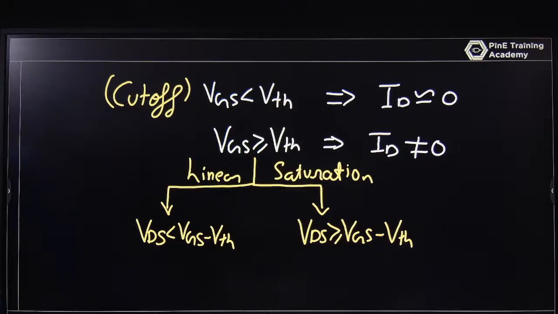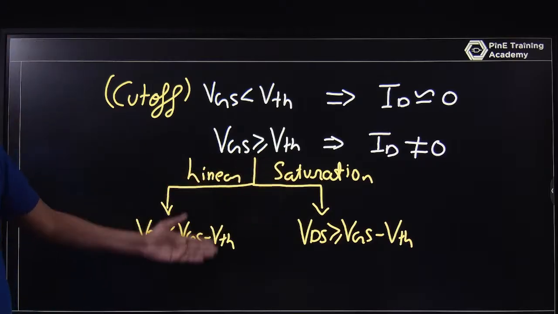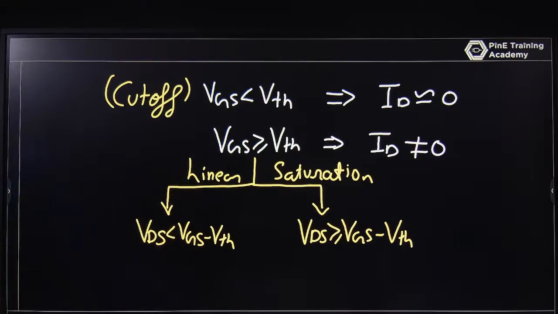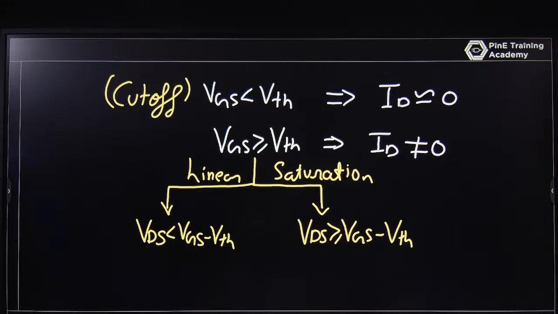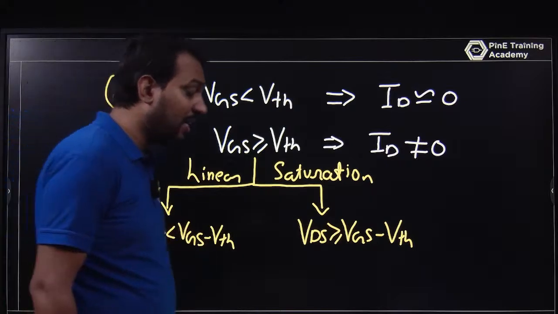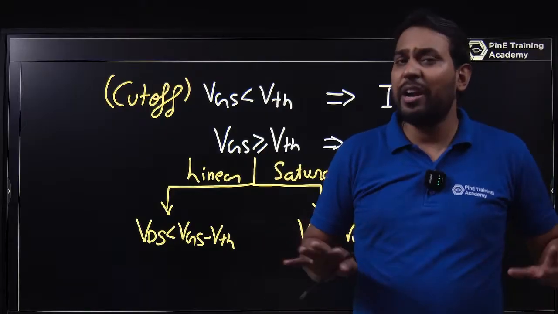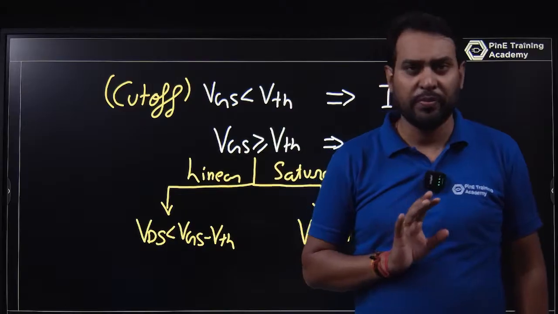Linear is also called the triode region. You can think of the linear region and triode region as the same. So these are the triode region and the saturation region. When the MOSFET is on, it can act in the linear region or in the saturation region. In digital, we never talk about linear and saturation. We always talk about switch on or switch off.